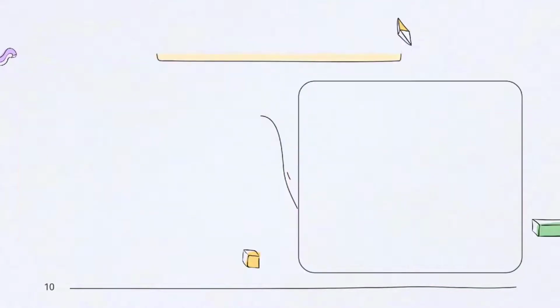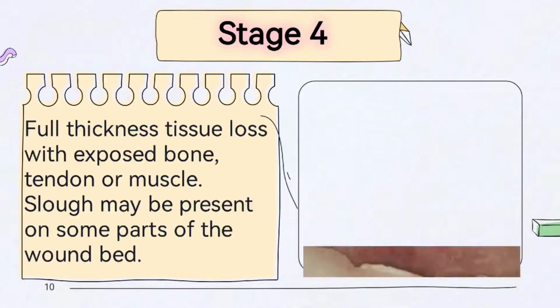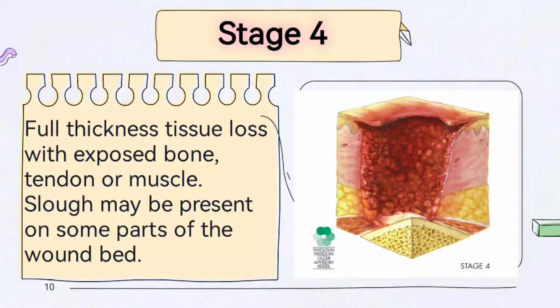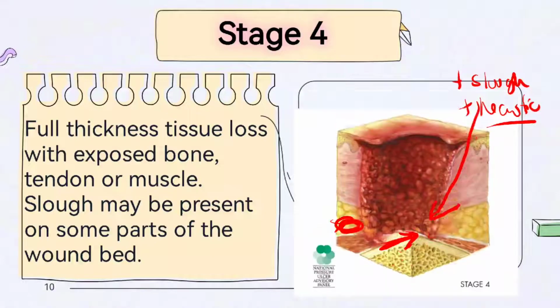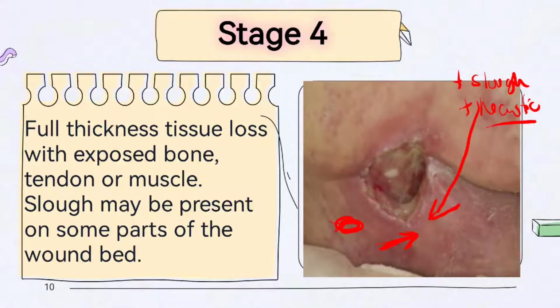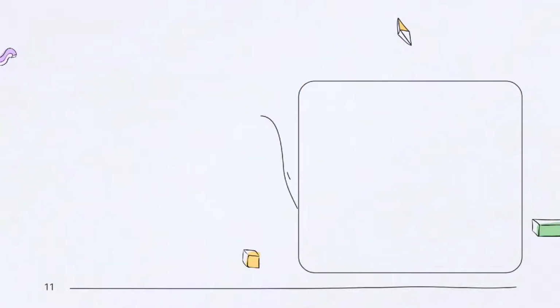Now next, let's go to your stage 4. Stage 4 is a full thickness tissue loss. So what happens here? We are already going deep. We go beyond the subcutaneous fat and now we are touching the muscles and the bone. Slough can be there, yes. Slough is present. Necrotic tissue can also be present. But again, now it has reached your bone. Like this. As you can see, the bone is very prominent in this example.